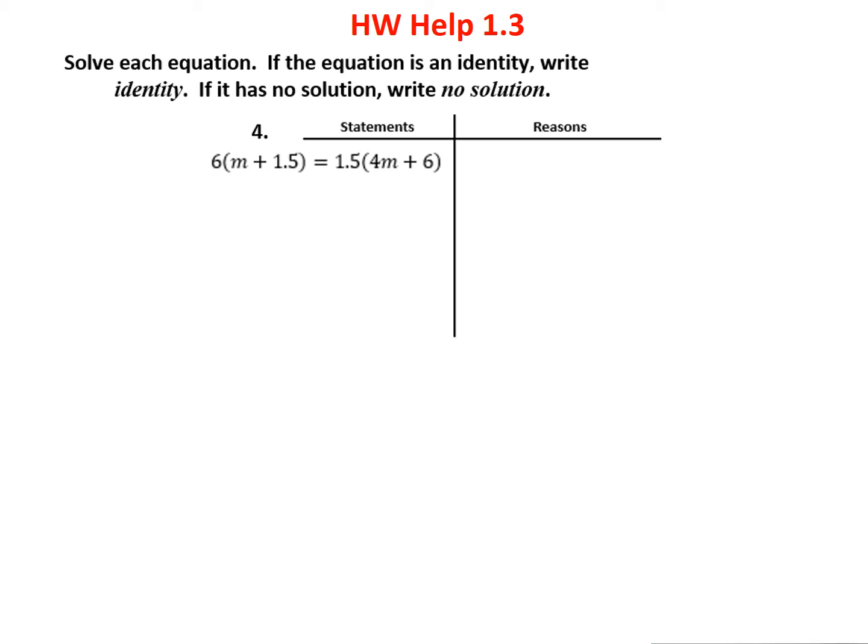Number 4, you notice we're going to have to distribute on both sides. So I'm going to do 6 times m, 6m, 6 times 1.5, that's going to be 9. And then 1.5 times 4m is going to be 6m. And then 1.5 times 6 is going to be plus 9 again. Okay? And this was, of course, using the distributive property.